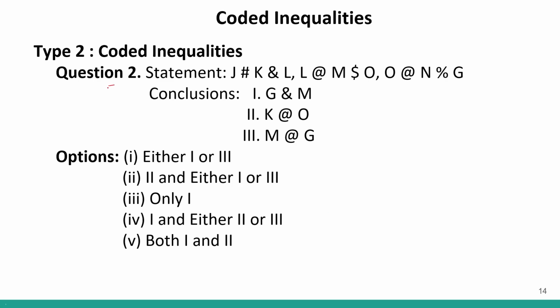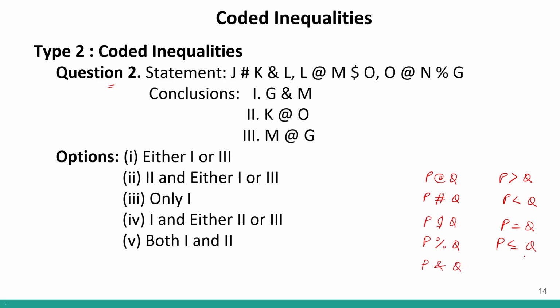Question number 2 basically states that, again we will use the same codes. So P@Q is P greater than Q. P#Q is P less than Q. Similarly, P$Q is P equals Q. P%Q is P less than or equal to Q, and P&Q basically means P is greater than or equal to Q. These are your coded inequalities and direct inequalities. Now I will turn this into direct inequalities.